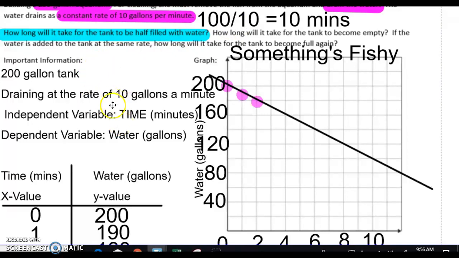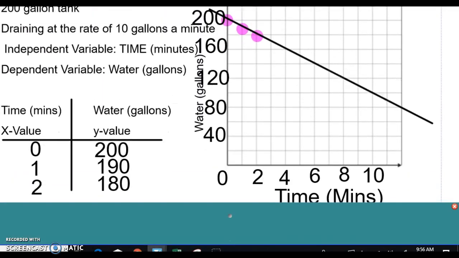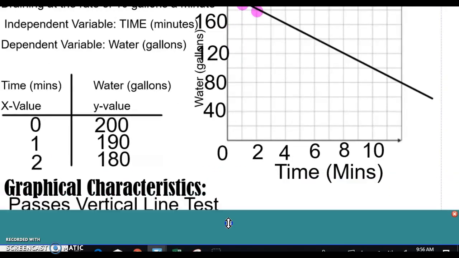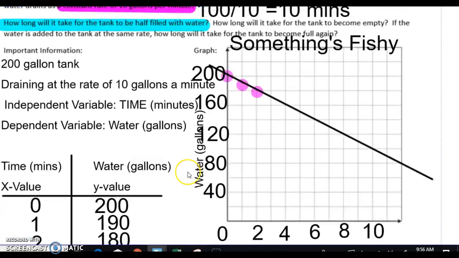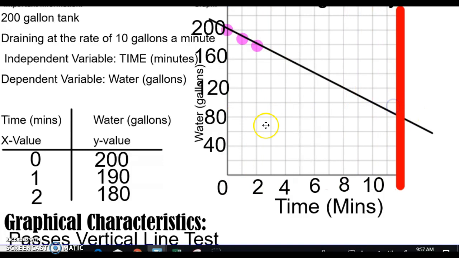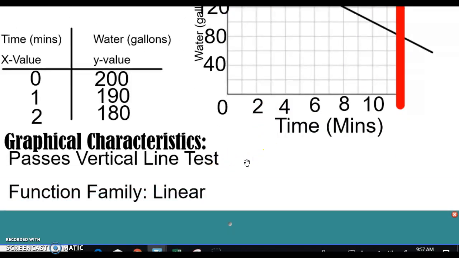And then what we need to do next is we need to go down and look at some graphical features of this graph. All right, so we're looking at this line here. Let's talk graphical features. Make sure you jot this down in your packet. First and foremost, this passes the vertical line test because no matter where I put a vertical line, it's only going to touch the line that I created one time. Okay, so this line only touches that black line I drew once. That tells me this is a function. What kind of function? This is a linear function. So it's a linear function because it creates a line.